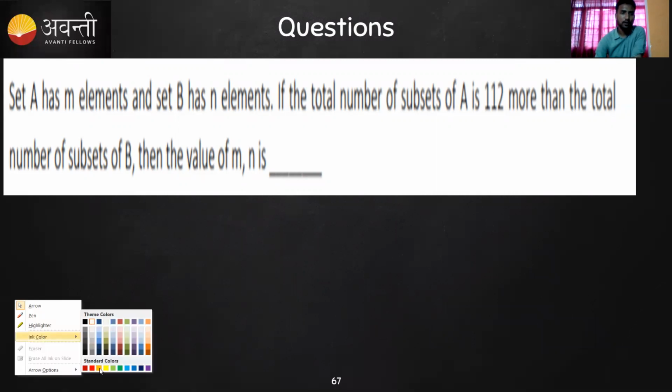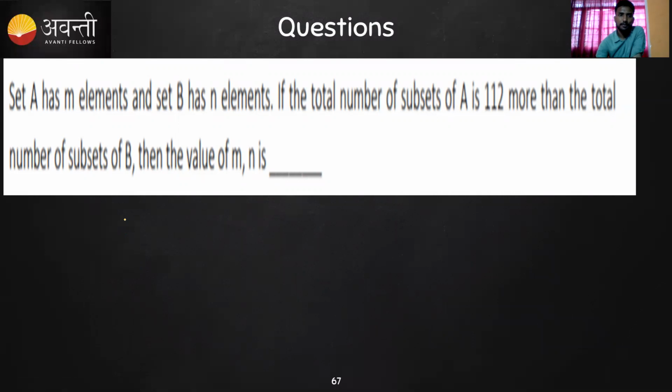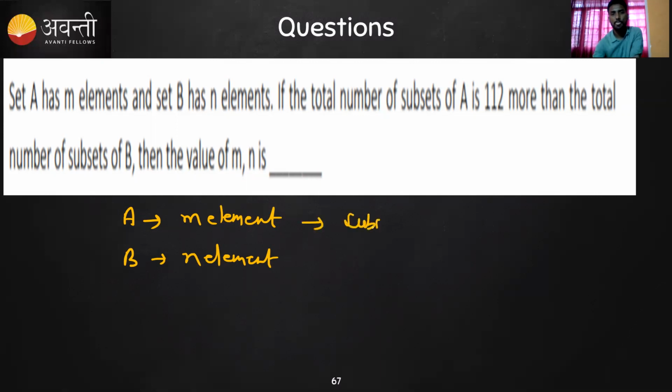Okay, so I am just writing this. If there is a set A in which m elements are there, and set B has n elements, and it is saying the total number of subsets of A is 112 more than the total number of subsets in B. So the subsets in A, total number of subsets in A.